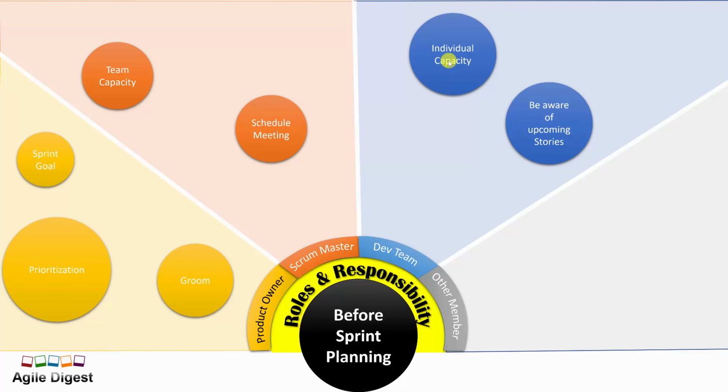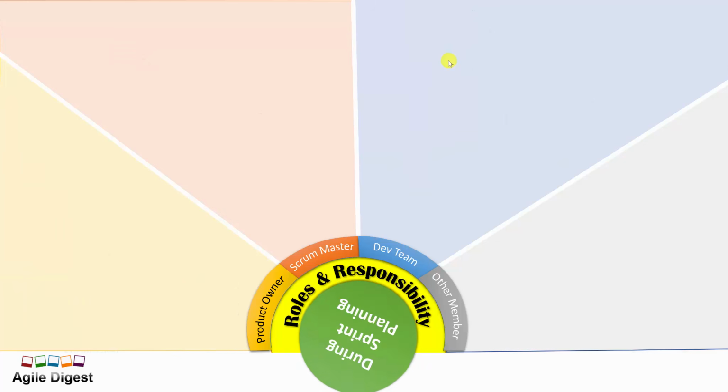And they also go through the product backlog items to get an idea of the upcoming sprints, what they have on the current upcoming sprint. And let's talk about what happens during the sprint planning. What roles and responsibilities do we have?